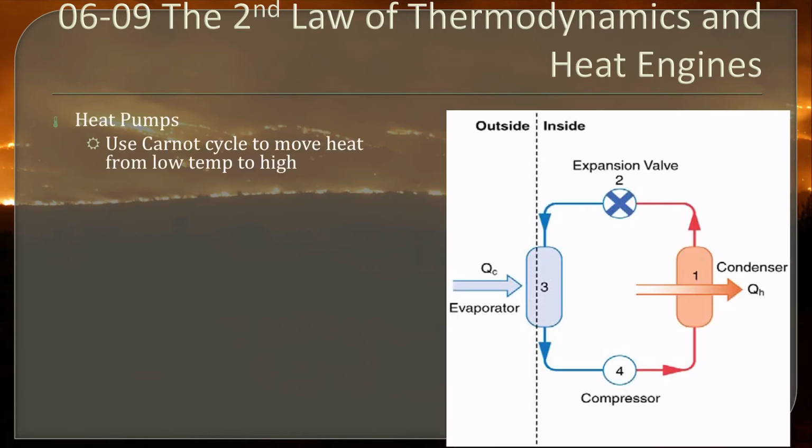Here's another type. This is a heat pump. A heat pump uses the Carnot cycle to move heat from a low temperature to a higher temperature. So it's actually making the heat go backwards. That's why it's called a heat pump, but it's using the same idea as a heat engine.